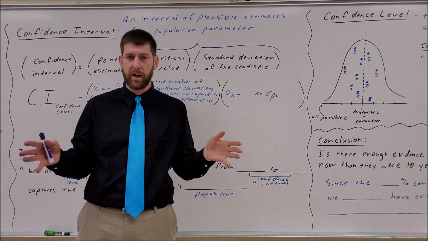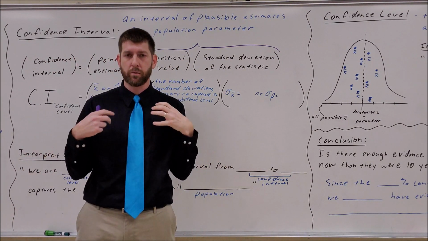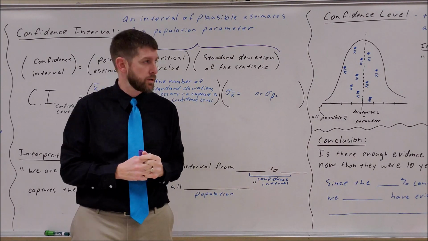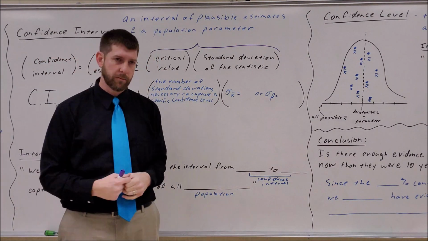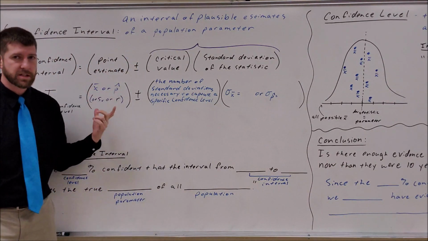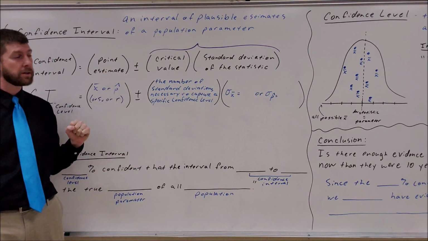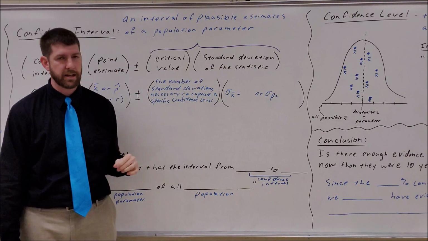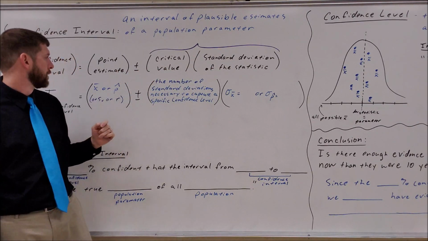So any value within that interval could reasonably be what the true parameter, the true measure of the population, is. So how do we build something like that? A confidence interval starts with a point estimate, and we're going to plus or minus a critical value times the standard deviation of the statistic.